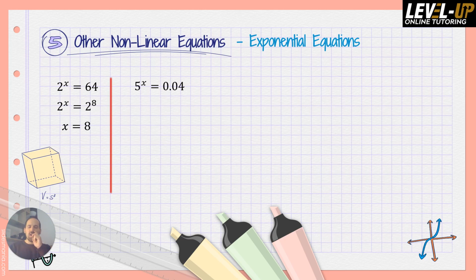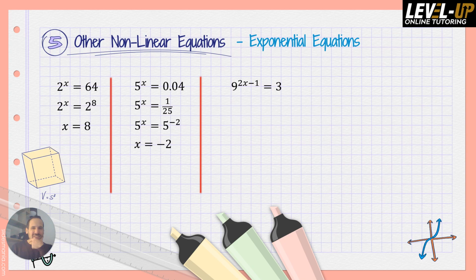Same thing with something like this. 5 to the power x equals 0.04. If you have to solve something like this, we need to be able to get that 0.04 into the form of 5 to some power, and then we can compare the powers. Well, notice that 0.04 is 1 over 25, if we use our knowledge of proportions to convert that to a fraction. 1 over 25 is basically 1 over 5 squared, isn't it? Which is 5 to the minus 2. So we're using our indices laws there. And so now we can read off x is minus 2.